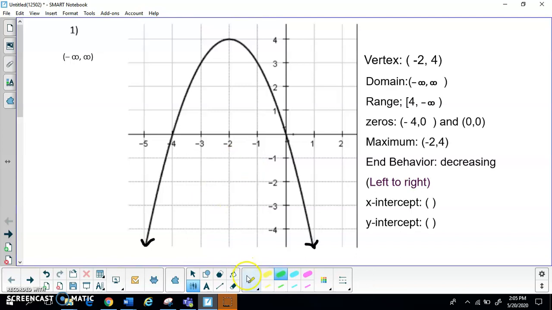the vertex. The vertex is also known as the maximum point. So in this case, the vertex is located on -2 and the y value is 4.